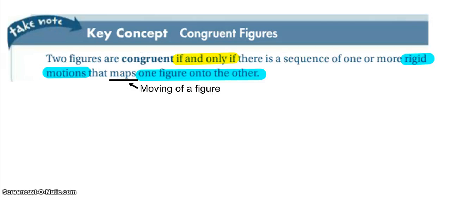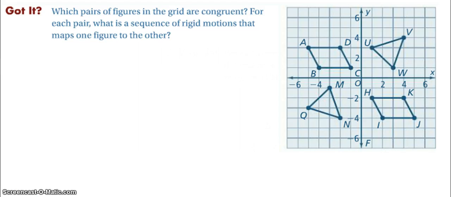How do we know that two figures are congruent when something has happened to them? Well, they're congruent if and only if there's a sequence of rigid motions, no dilations allowed, no change in size, that maps one figure to the other. I wanted to take a second to say that maps here is referencing the moving of a figure. So make sure you've worked through the next section of the lesson to make it to this point.